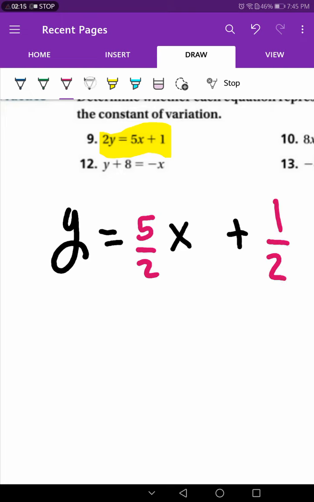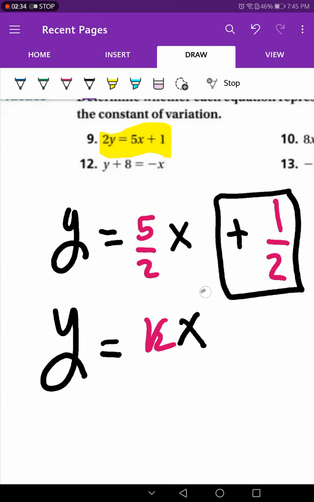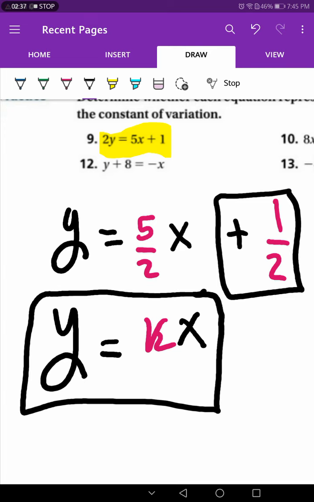Remember that the direct variation equation is y equals k multiplied by x, and stop. But here we have something different from the general form of the direct variation equation, which is the plus 1 over 2. So this is not a direct variation equation, it is just a linear equation. This is the first way.